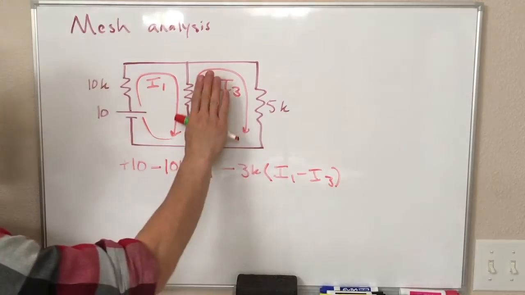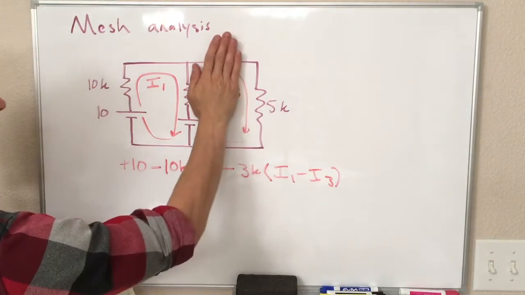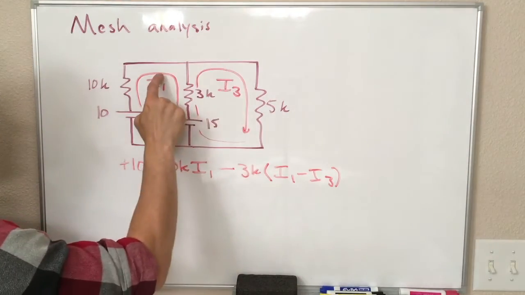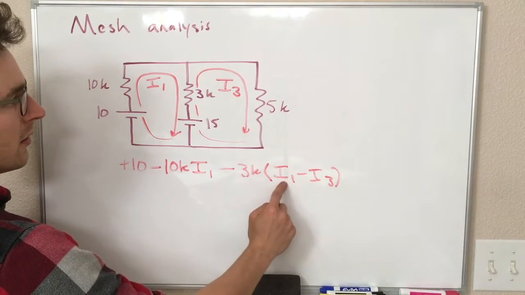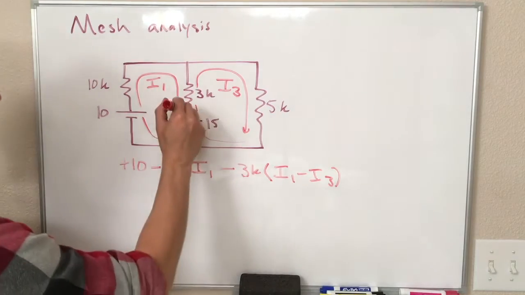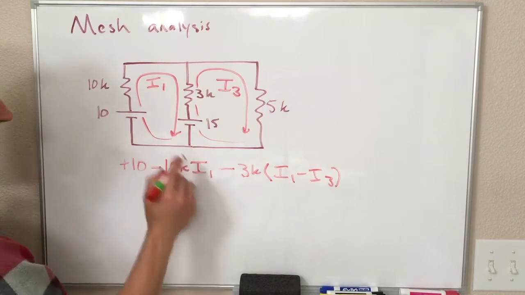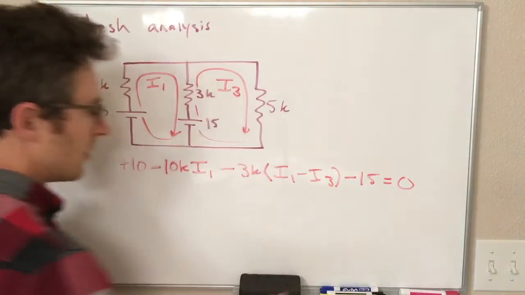In other words, if I3 was 0 and we just had I1, this would be a negative delta V, and that's what we have here, minus 3K I1. I3 is in the opposite direction, so it has another minus sign. This is just to get the minus sign right. Then going the last bit across the 15 volt source, we have minus 15, and that equals 0.